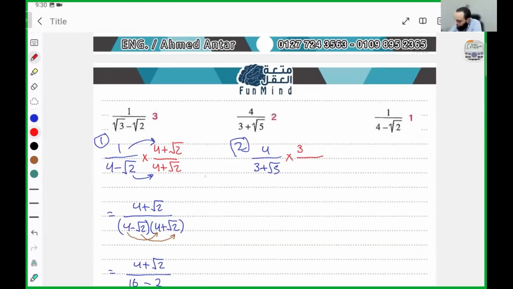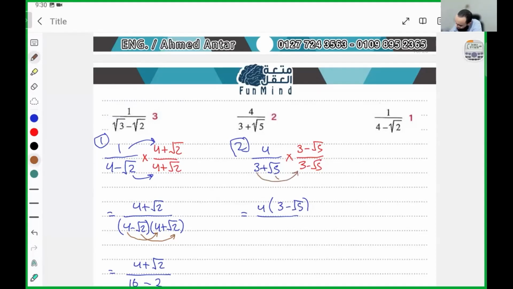Root 5. Here it was 4 minus root 2, I wrote it 4 plus root 2 up and down. If it is 3 minus root 5, then you have to write it plus root 5 up and down. Up, it's 4, open bracket, 3 minus root 5. Down, it's something like that.